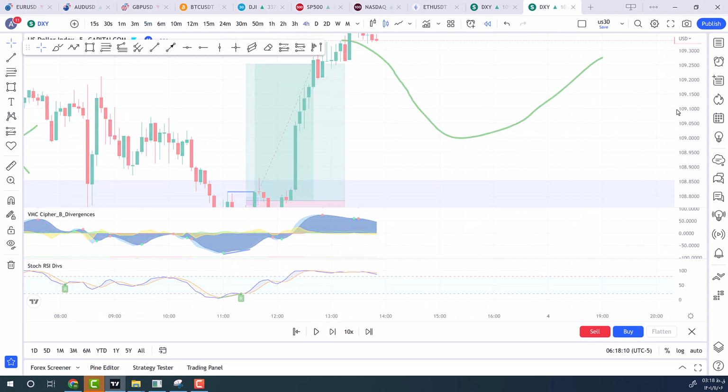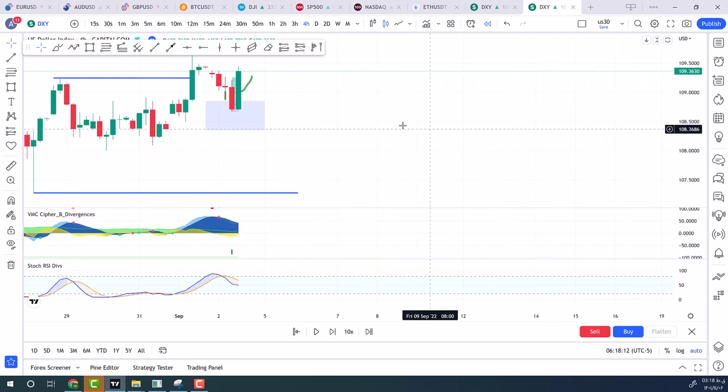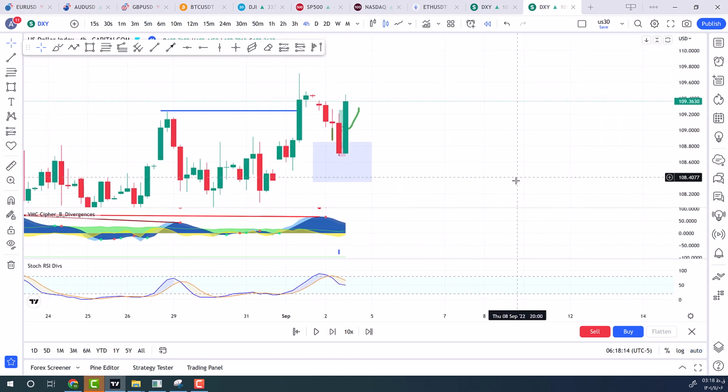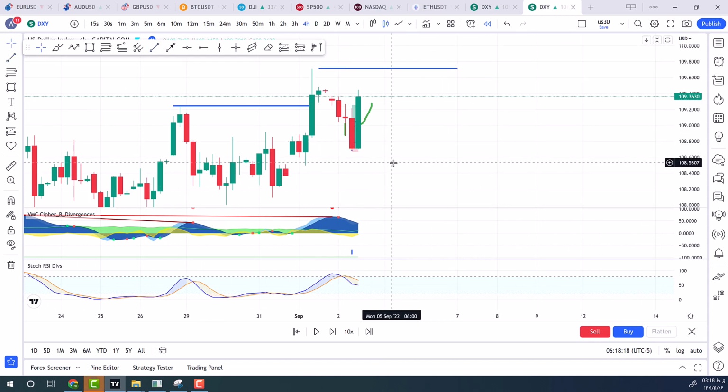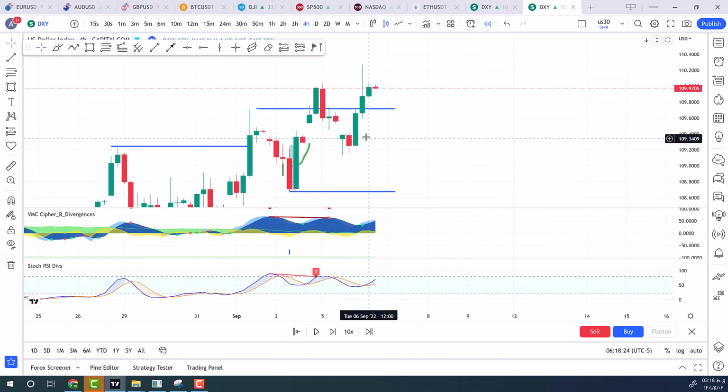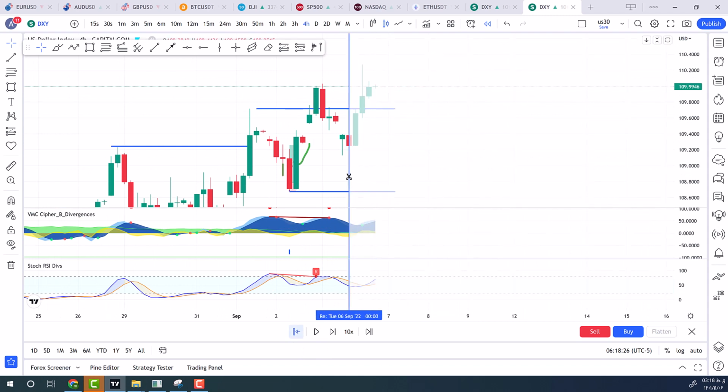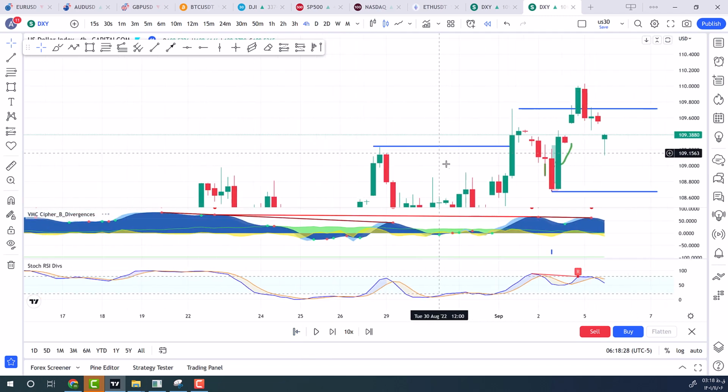Now we go to higher time frame again. We wait until this high or this low gets broken. Let's see what happens. The high gets broken. I'm sorry, I can't control it. It will bounce.